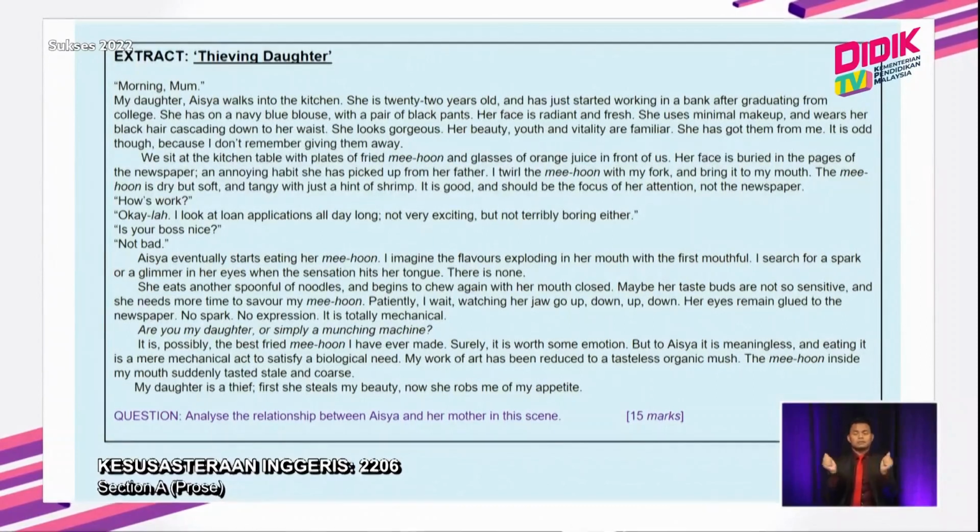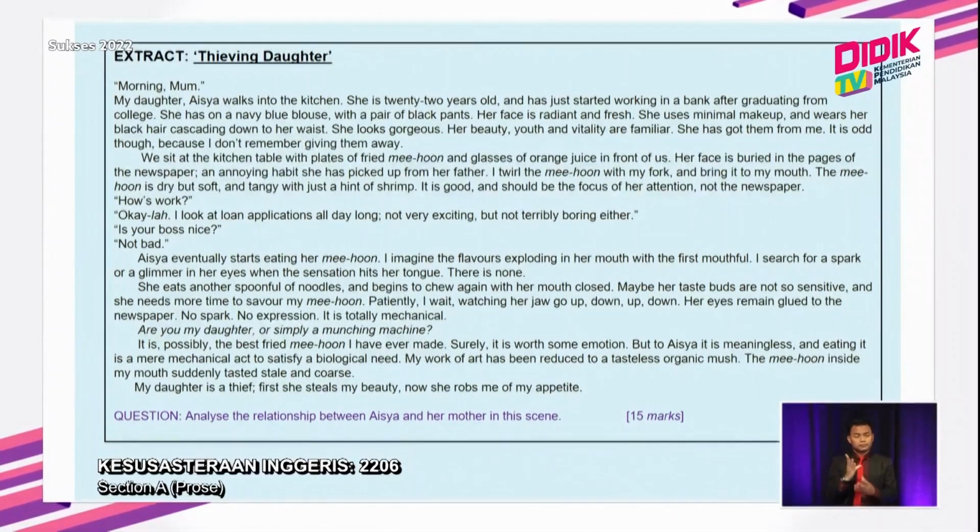She's quite upset with the lack of enthusiasm. Her daughter doesn't seem to be interested in the breakfast she's prepared, and she ends by saying, "My daughter is a thief. She steals my beauty, and now she robs me of my appetite." This is the given extract, and it is followed by a 15-mark question. Analyze the relationship between Aisha and her mother. What are we going to do?